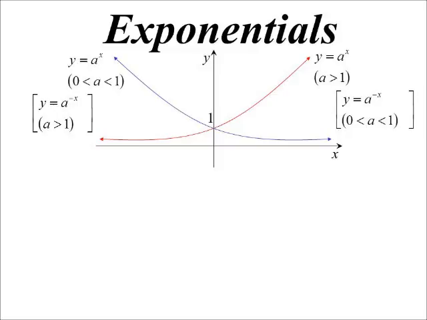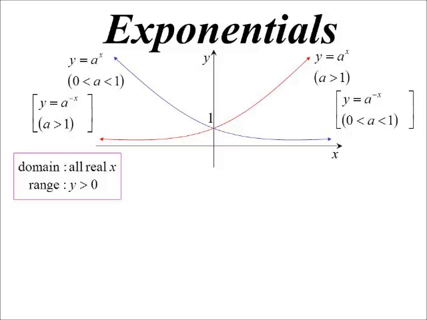And from that we can work out interesting things like domain, all real x, range, y is greater than 0, and odd or even function. Of course, there's no symmetry in the graph, so it's not odd, it's not even, or anything. Now, the one we're going to be really interested in is e to the power of x.